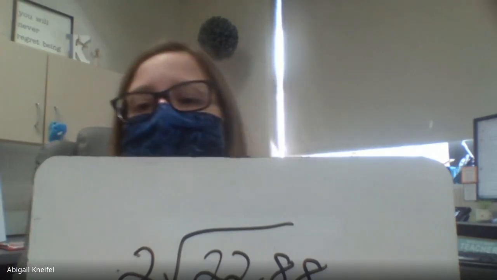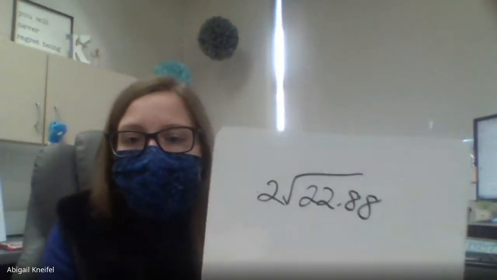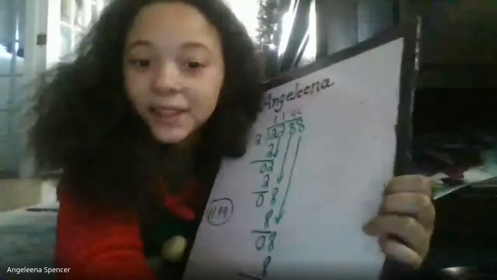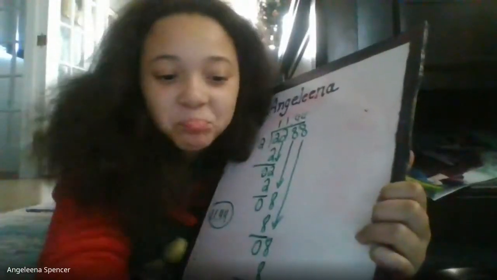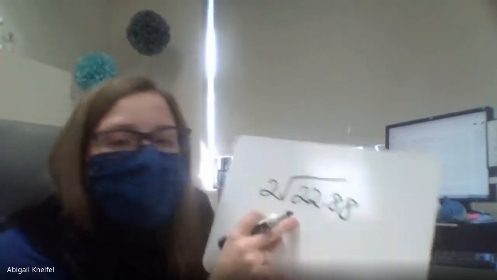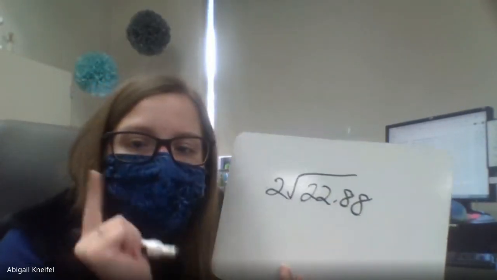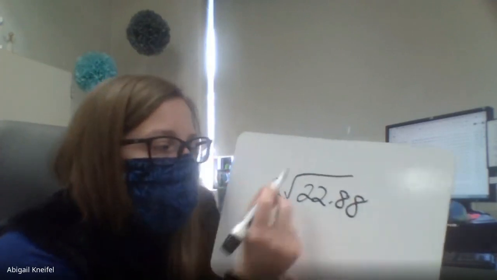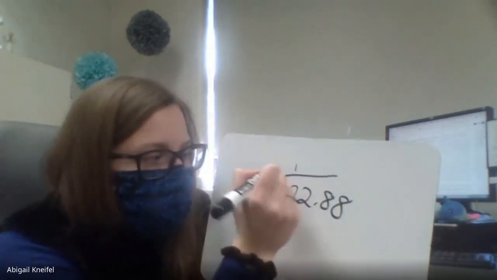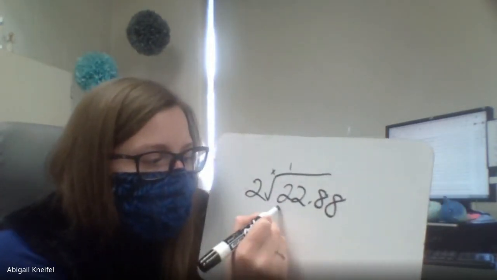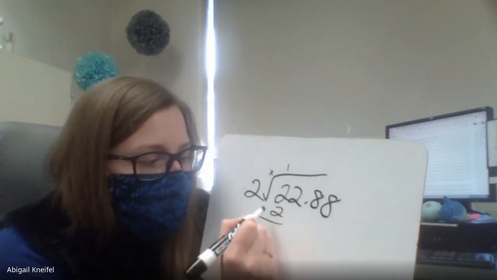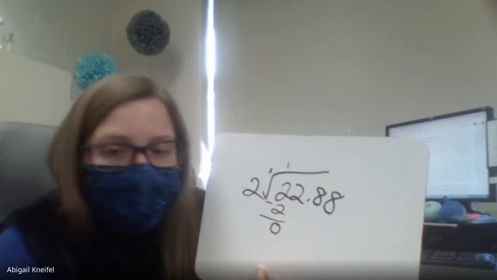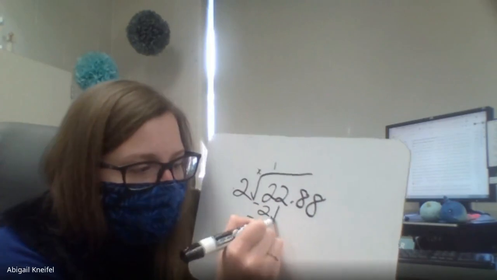Okay. This one should be simple, simple, simple. Okay. Can I explain it, Miss Kneifel, since this was easy? Mrs. Kneifel wants to explain it because we have a friend that's still confused. So 2 can go into 2. How many times? 1 time. 1 times 2. Put the little times symbol there. 1 times 2 is 2. 2 minus 2 is 0. What's my next step? I bring down the next number.